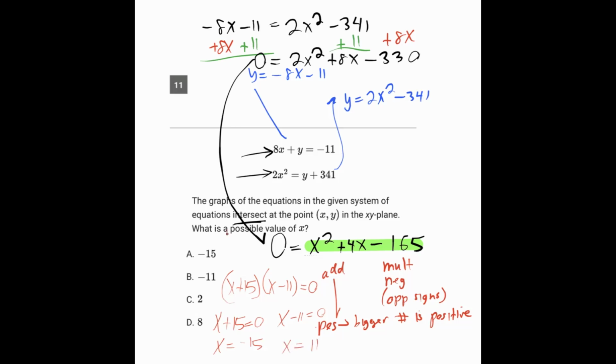So what is a possible value of x? Negative 15 or positive 11. So we couldn't have picked B because that was negative 11. So the answer here is A.